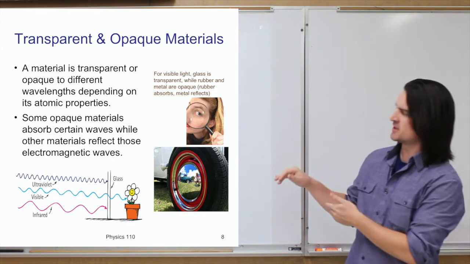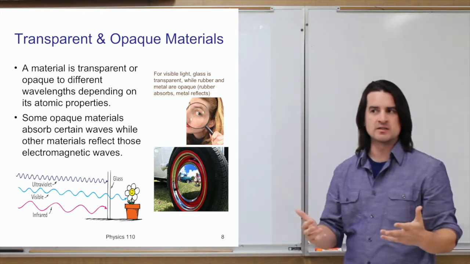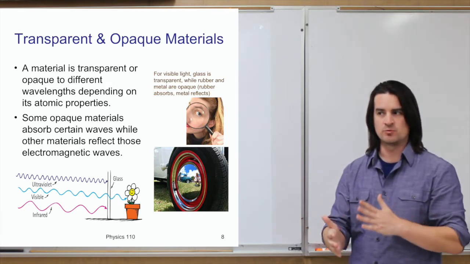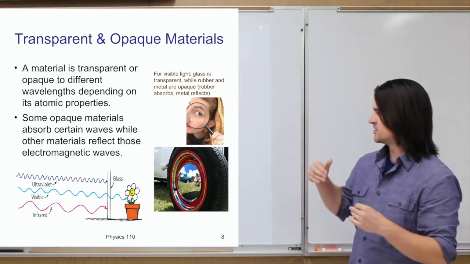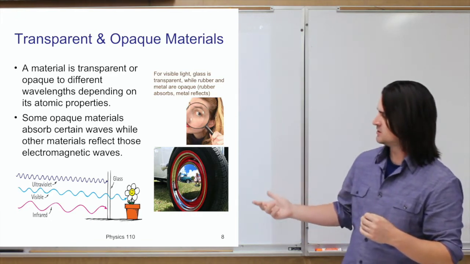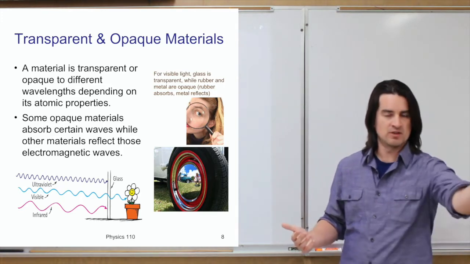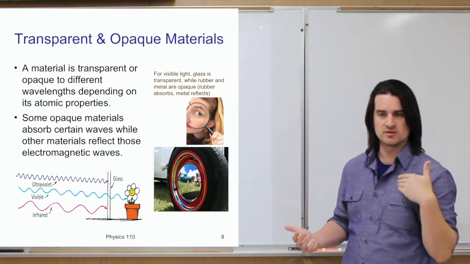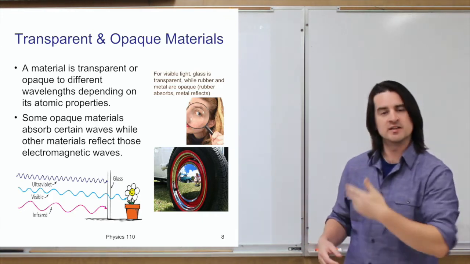And then just to emphasize that whether a material is transparent or opaque will be different for different kinds of light. So a material like glass is actually transparent to visible light. That's why we can see through glass, that all those colors, all those visible things come through. But it's opaque to ultraviolet light and to infrared light.